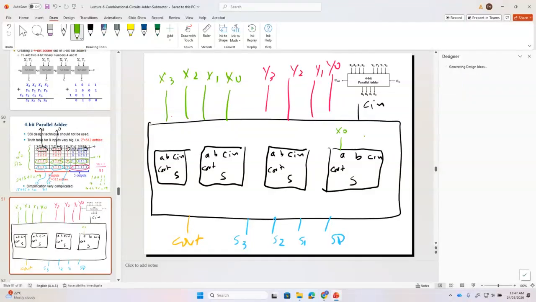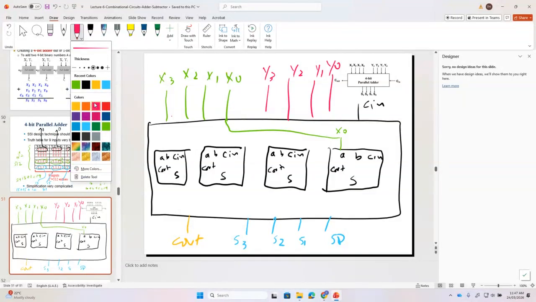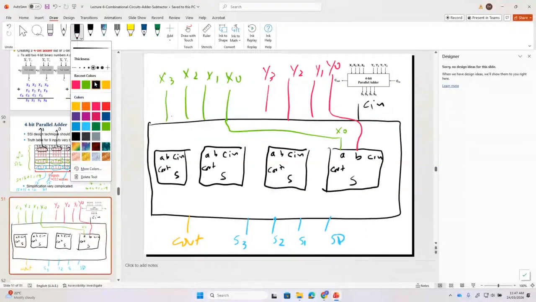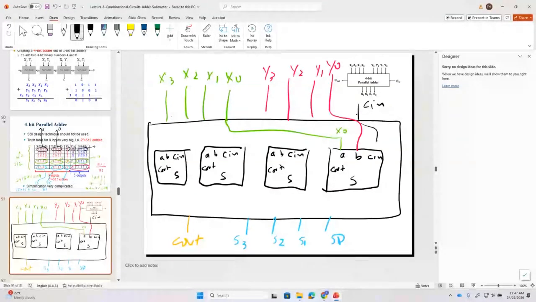X0 will go here. We connect this A to x0, then what should we connect? B. B should be connected to what? Y0. And what about C in? Can you see this C in? Now I'm using the black color. So this C in should be connected to C. Any question? Now we have sum.